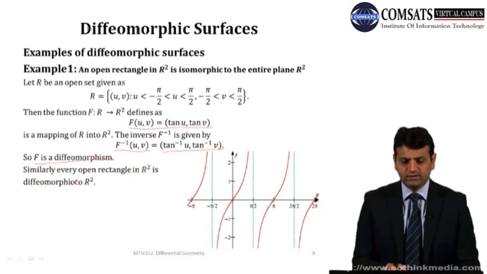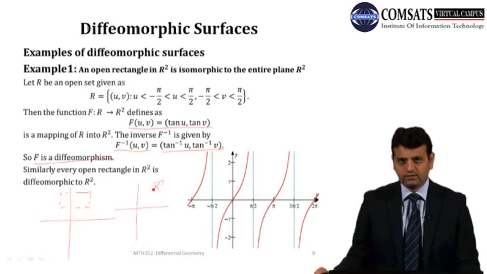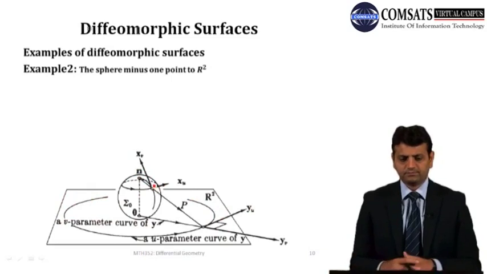So similarly every open rectangle in R2 is diffeomorphic to R2. So R2 के अंदर कोई सी भी open rectangle ले लें, it will be diffeomorphic to the whole plane R2. So diffeomorphism does not respect the size of the objects. बहुत छोटा नजर आने वाला object diffeomorphic हो सकता है to a very very big object. Now let's consider another example.